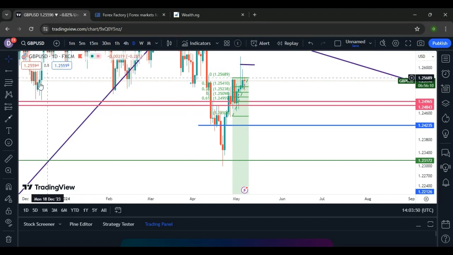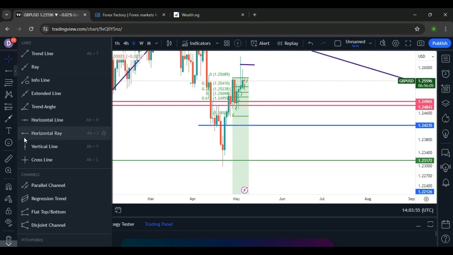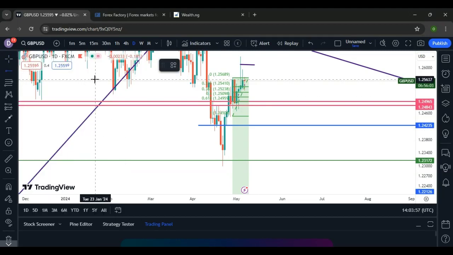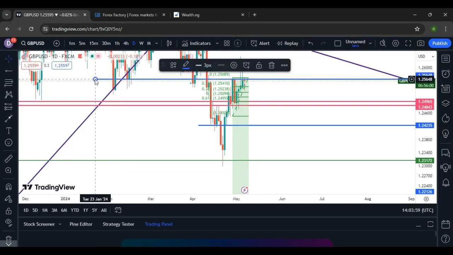Let me put a trend line here. This is a resistance. All right, so it pulled back to this place, creating this new resistance. It came here, then it took off again.